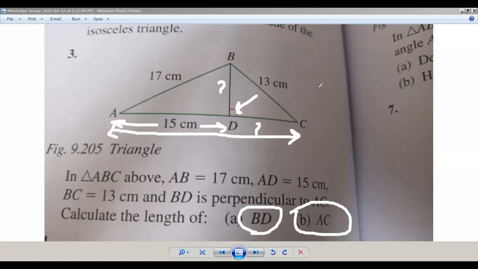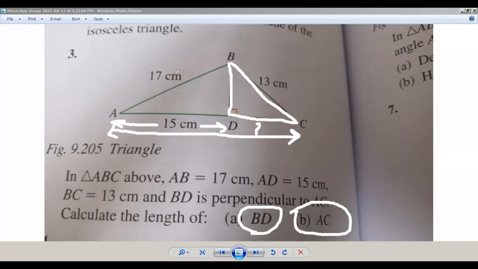We have two triangles here. We have two right angle triangles, one on the left, one on the right. So the question says to find BD. Now BD actually attaches the left hand triangle and the right hand triangle. Why can't we use the triangle on the right to work out BD as it is now?